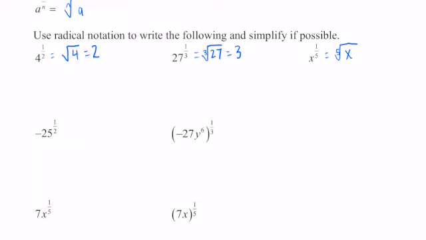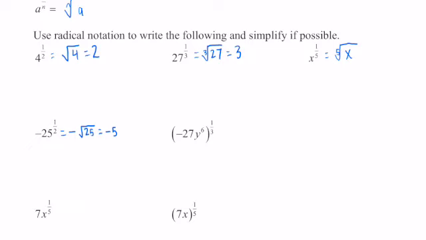Our next expression, it's important to understand what it's saying. This is the negative of 25 to the 1/2. It is not negative 25 raised to the 1/2. The 25 is raised to the 1/2, the negative out front is not. Since there is a negative out in front of our expression, the negative stays out in front of the expression. 25 raised to the 1/2 would be the square root of 25. So the answer to this expression is negative 5.